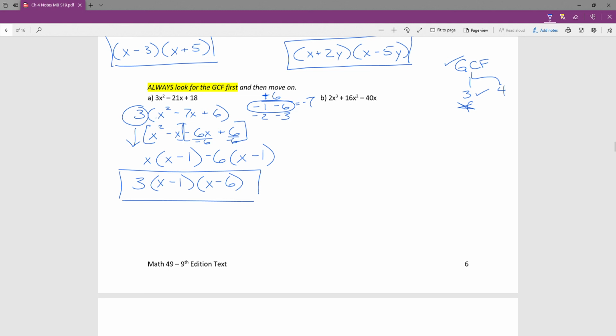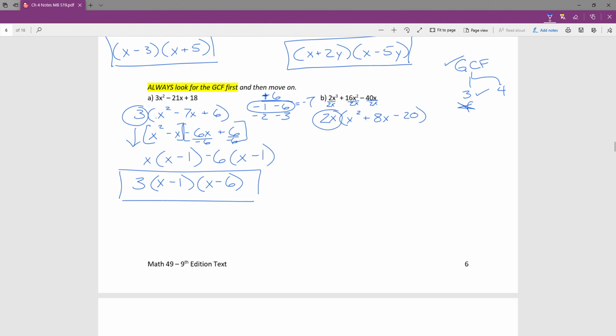Giving the next one a shot here, and then we'll take a short break and come back and practice another page. So always greatest common factor first. So 2 would be common to all of these. Actually, whoops, 2x would be common to all of these. And factoring that out, maybe you want to show your work. I'd be left with an x squared, a plus 8x, and a minus 20.